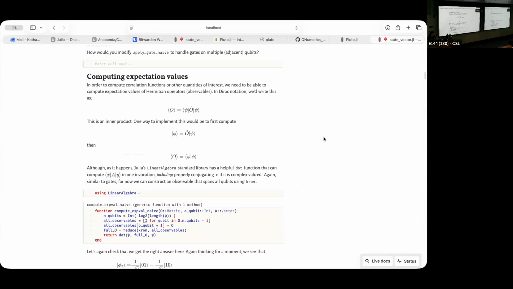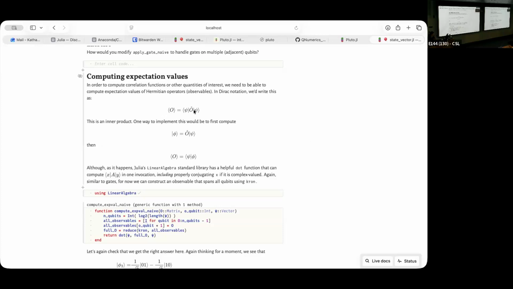So in addition to applying gates, if we want to simulate the operation of some quantum computer, we need to be able to compute expectation values. Since that's effectively what we're doing when we're making a measurement and looking at the output of some Hermitian operator, i.e. an observable.